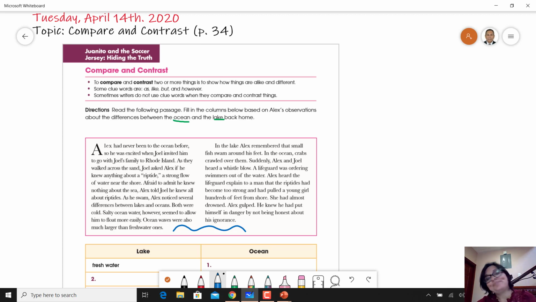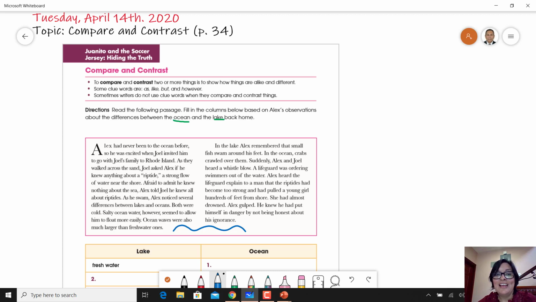So guys, in the reading we can find two things. First, comparisons between the ocean and the lake. And the second thing that we can find is that Alex was not honest with Joel when they were talking about the riptides, because Alex didn't know anything about that.